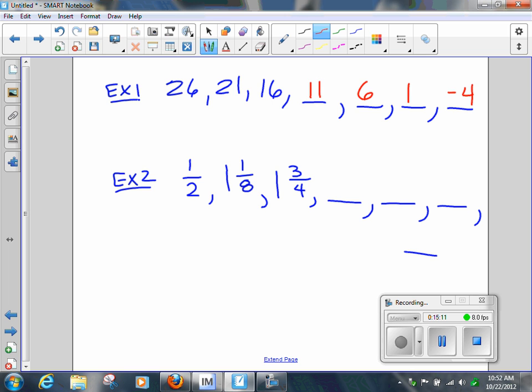Is he correct? Yeah, how'd you get that? What was the difference? You're subtracting 5, so the difference is -5, isn't it? Because we are adding -5. 16 minus 5 is 11. 11 minus 5 is 6. 6 minus 5 is 1. 1 minus 5 is -4. Is it okay to end up with negative numbers within your sequence? Of course it is.